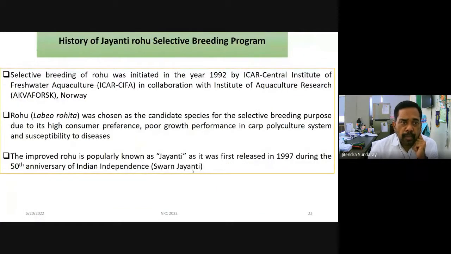What we did, selective breeding, we started in 1992. Labeo rohita was the species chosen, and we took only growth as a trait. But after that, we added disease resistance as a trait. It is called Jayanti Rohu because it was released during the commemoration of the 50th anniversary of Indian independence.